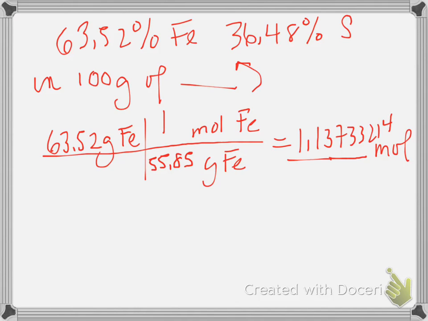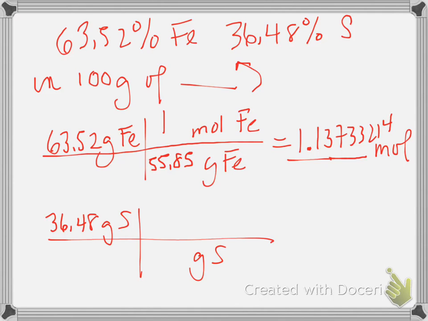Okay, we've got a raw number. We're not going to do a darned thing with that raw number. We're just going to leave it sitting there. Now, how many moles of sulfur do we have in this same amount of this compound? Well, we have 36.48 grams of sulfur. We want to know how many moles of sulfur that is.